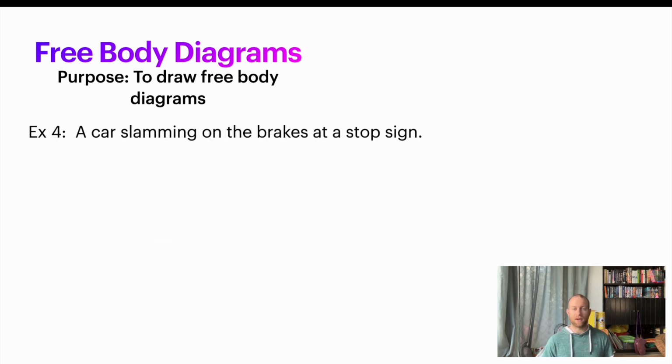Or in this case, I've got a car slamming on the brakes, so there's no applied force. Think of it as your tires have stopped moving, and so there's just friction acting on your car. So FG, F normal, those are balanced. And we've got a force of friction that's causing our car to come to a stop. No applied force in this case.